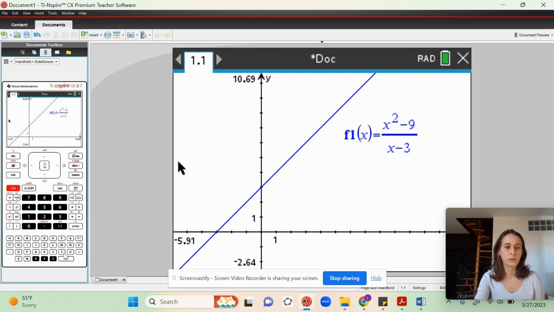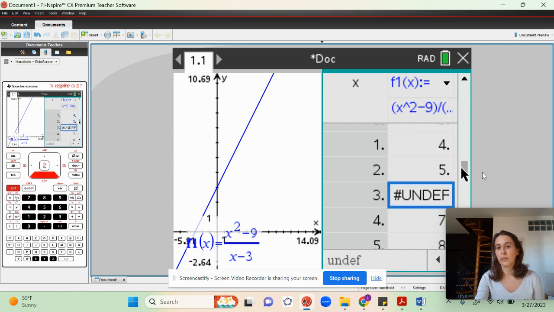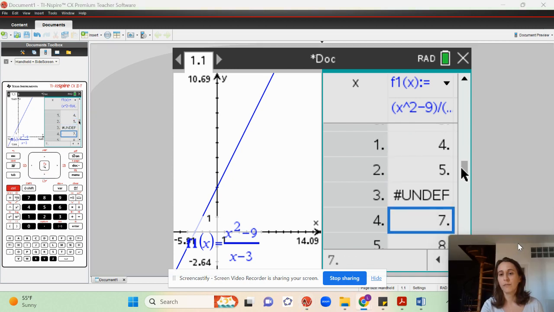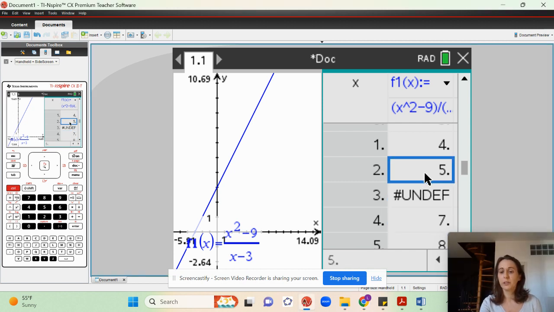But we can press Control T and look at the table. And we can actually see that at the value 3, our function is undefined, which should make sense because if x were 3, we would divide by 0 and the function is undefined. But what we are interested in is what's happening as the x value is getting closer and closer to 3. What is the y value approaching?